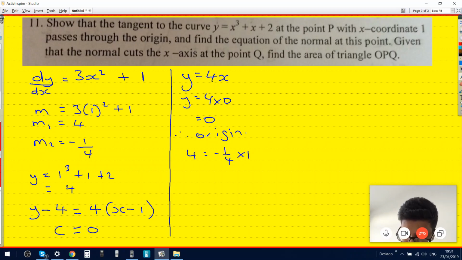So c is just 4.25. Say it again, sorry? 4.25. Yes. Okay. And so the equation of the normal? Yes, so we got y equals minus a quarter x plus 4.25. That's it.